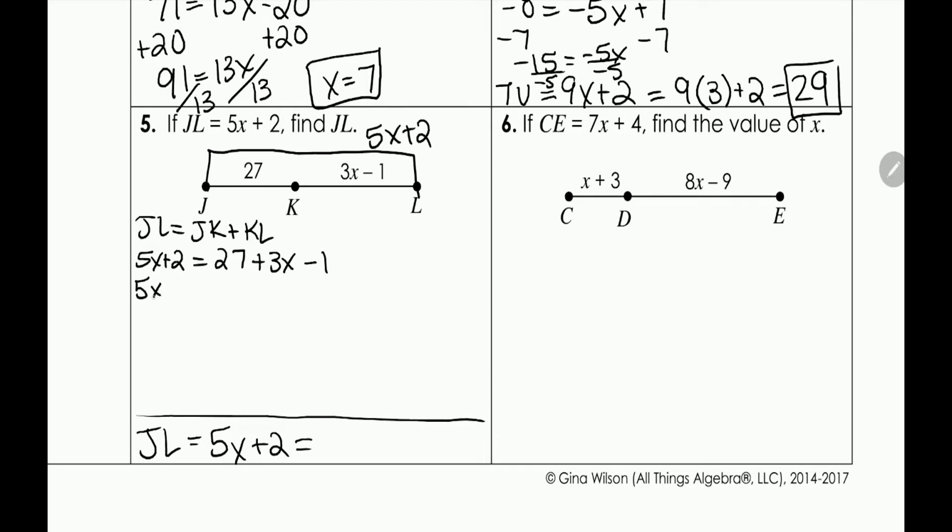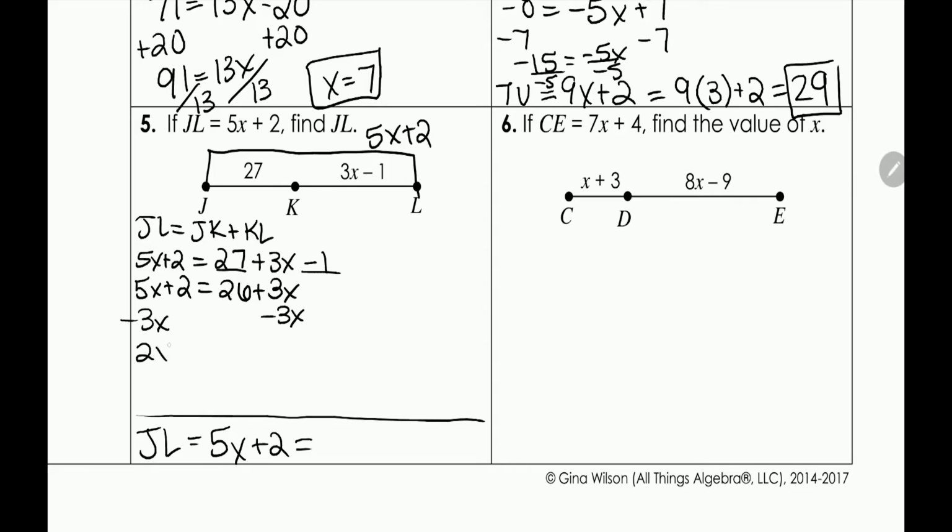So if we want to simplify this a little bit, we can take the 27 minus 1 and get 26 plus 3x on this side. Now we just have to solve. So I'll go ahead and subtract the 3x this time, just to show you that it really doesn't matter which one you decide to switch to either side, as long as you have all the x's on one side and all the ones without x on the other.